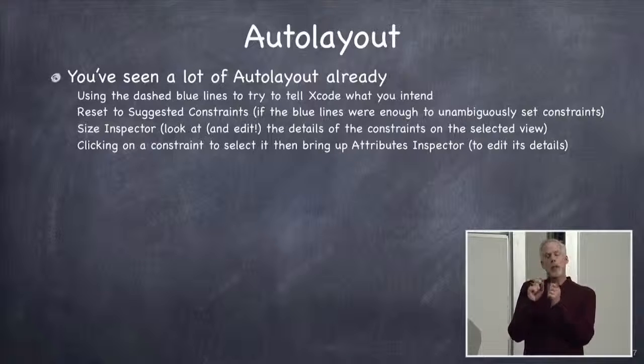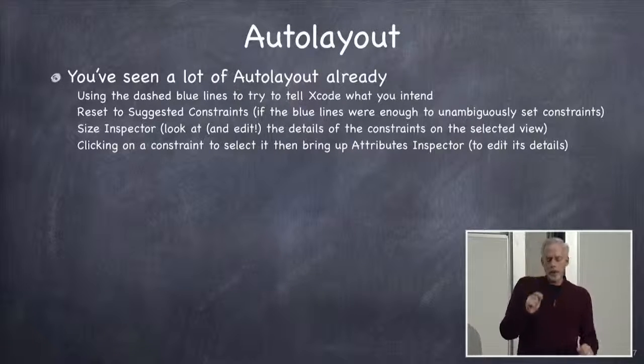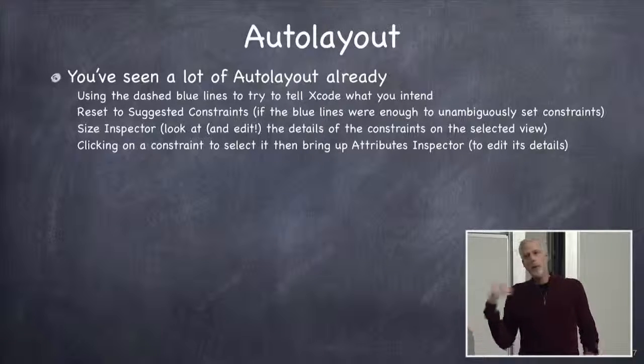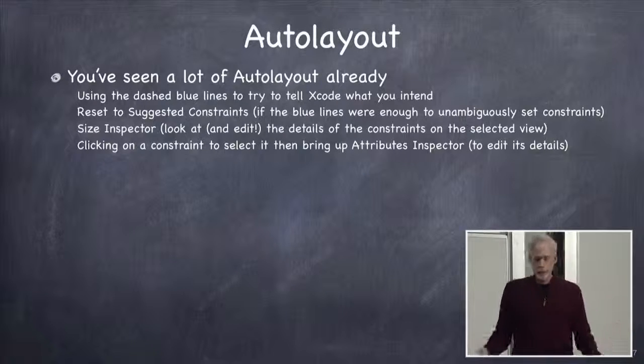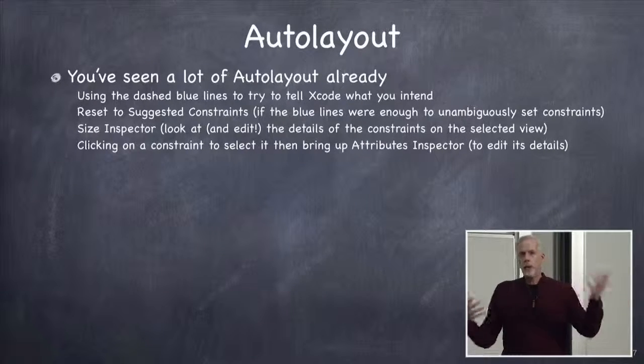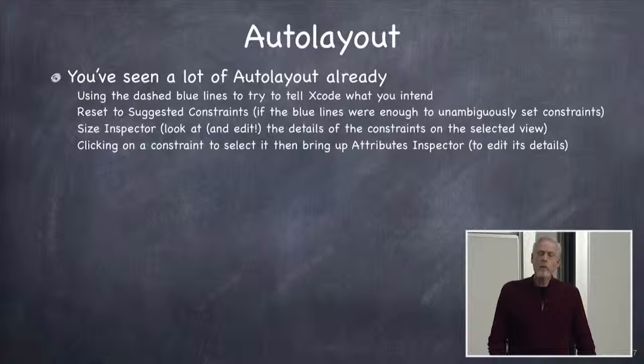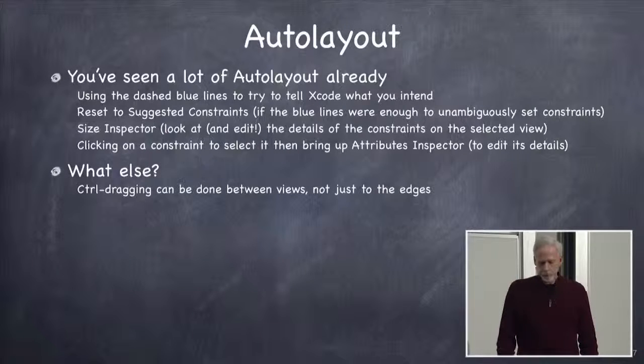You also know that you can click on the constraint itself, right? The little I-beams or whatever, you can click on them and bring up the inspector on them, and you can see a lot of detail about them. You know, what the constants are, what's on either end of them. In other words, what the two things being involved in the constraint are. So you already know that as well.